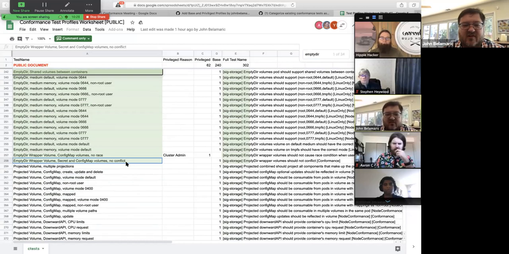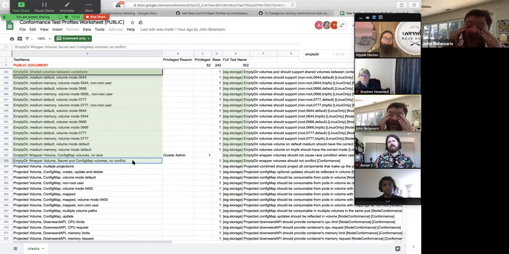But for the first cut, we're past code freeze obviously for 1.19, but we're not past test freeze. So I was hoping that if there's general agreement on this, we could implement this in 1.19 and make that happen now rather than waiting another cycle.